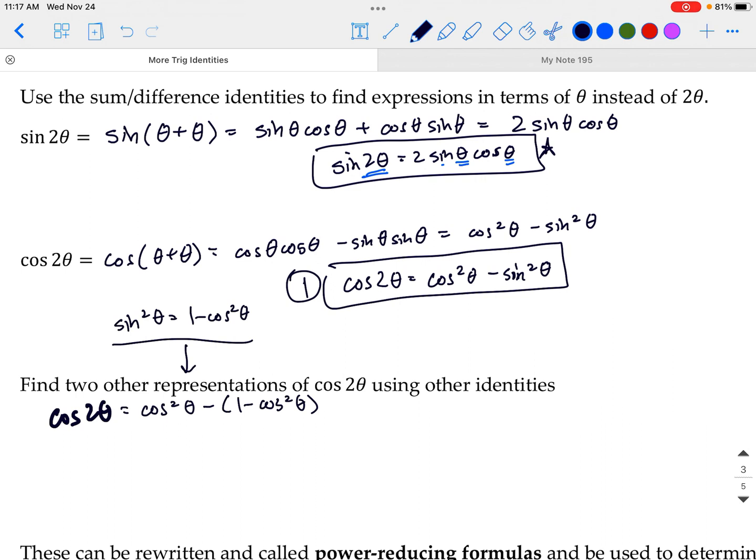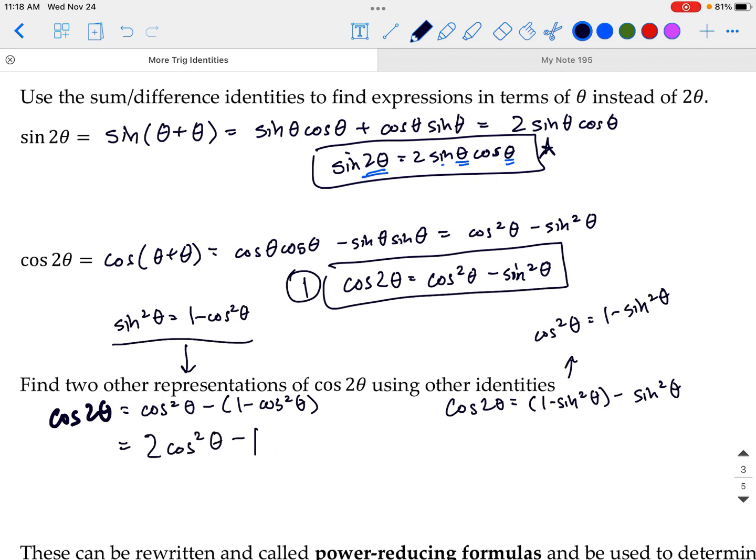So that's from the previous notes. And that's just using the Pythagorean identity. But cosine 2 theta is also equal to 1 minus sine squared theta minus sine squared theta. So again, using the fact that cosine squared is equal to 1 minus sine squared. So what we're going to end up with is, on the cosine version of this, we'll get 2 cosine squared theta minus 1.